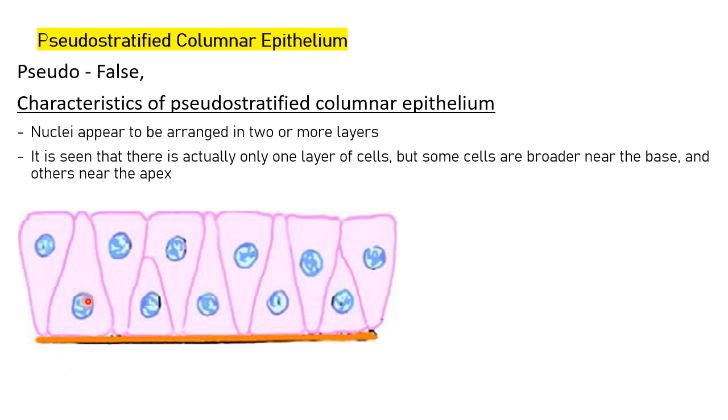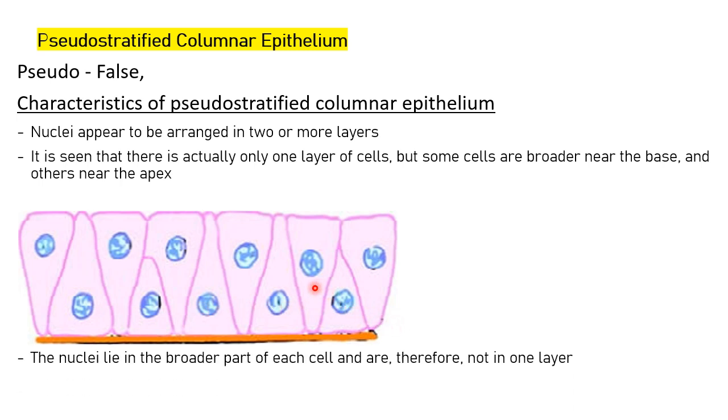Now, how do you know? Because we said that the plasma membrane is indistinguishable, you characterize it using the nucleus. You should know that the nucleus will be found where the cell is broader. Here where it is broader, that's where the nucleus will be found, and here where it is broader, that's where the nucleus will be found. So that's how you characterize pseudostratified columnar epithelium.